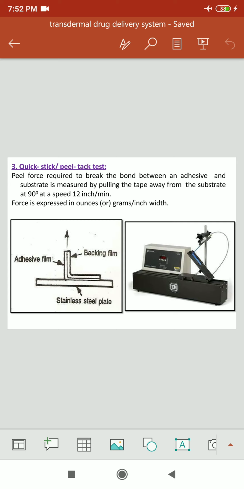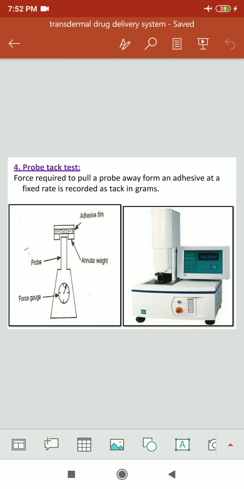Quick stick or peel tack test. Here, on a stainless steel plate we apply our patch, and after application the adhesive film is pulled forward at 90 degrees, at a speed of 12 inches per minute. Probe tack test: here the force required to pull the probe away from the adhesive is measured, in grams.